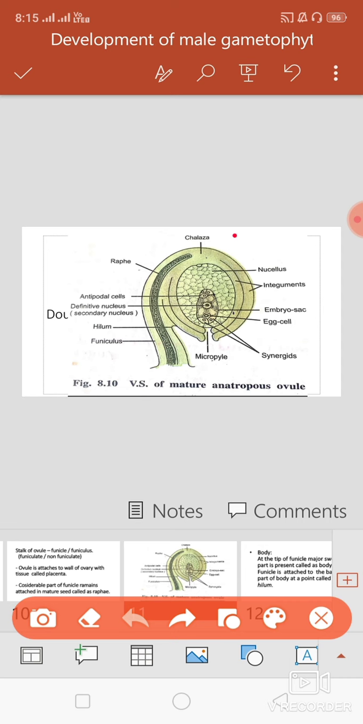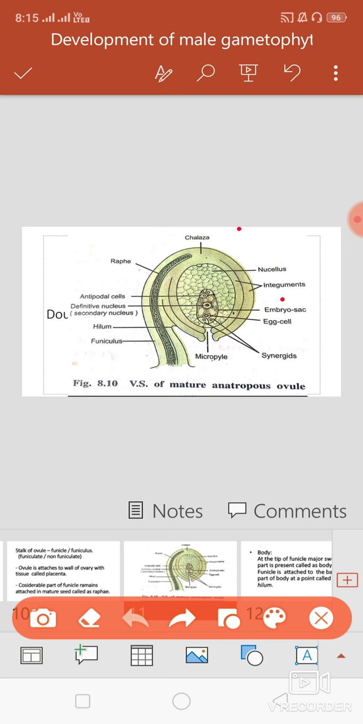Then second part, chalaza. The basal part of nucellus from where the integuments develop is called chalaza, and this end is called the chalazal end. So next part, integuments.